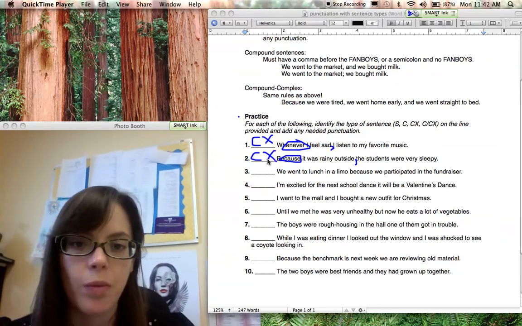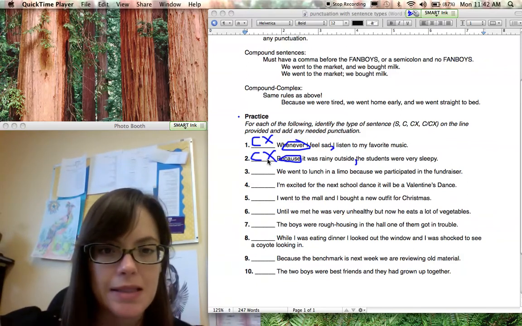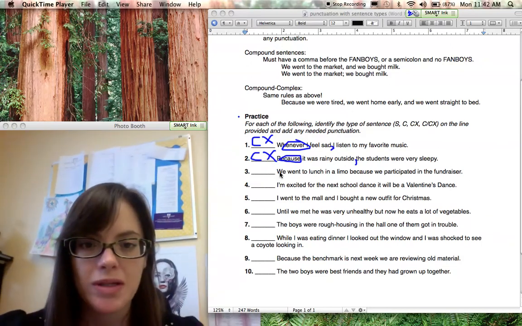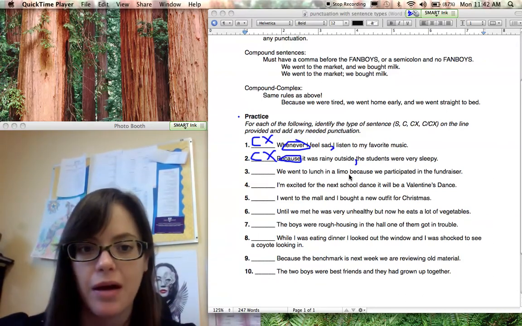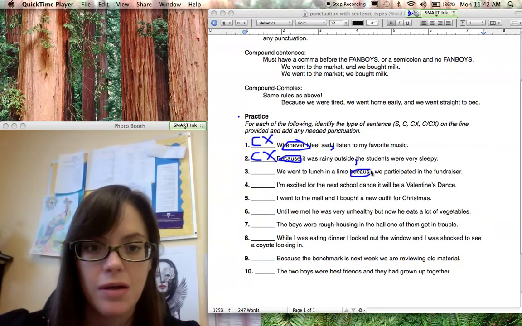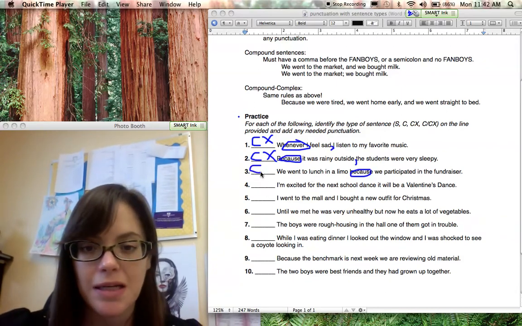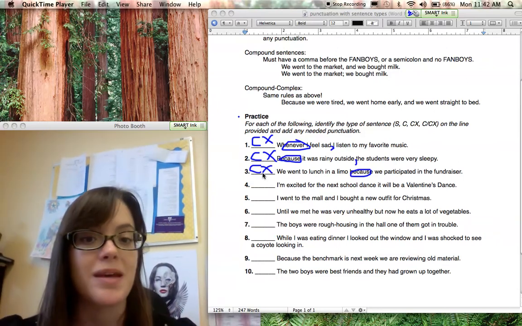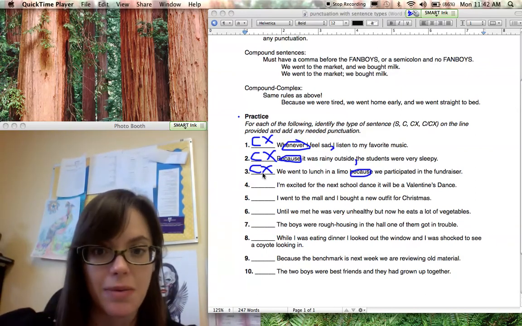Number three: we went to lunch in a limo because we participated in the fundraiser. Let's look for my clauses. I see we went and we participated, so I know I've got two clauses. We went to lunch in a limo seems like an independent clause. I could just have ended there and it would be a complete thought. Because we participated in the fundraiser, though, I'm starting with that subordinating word, so that looks like it's going to be a dependent clause. So I've got an independent plus a dependent. That makes it a complex sentence. However, I don't need to add any punctuation here because I didn't start with my dependent clause. So remember, you only add the comma when you start with the dependent clause.